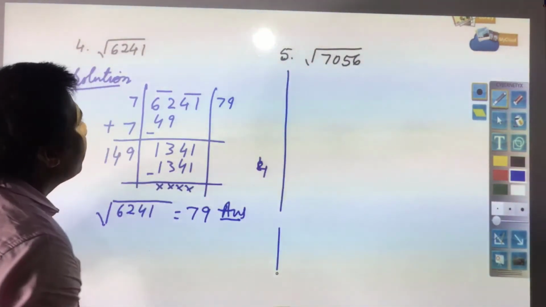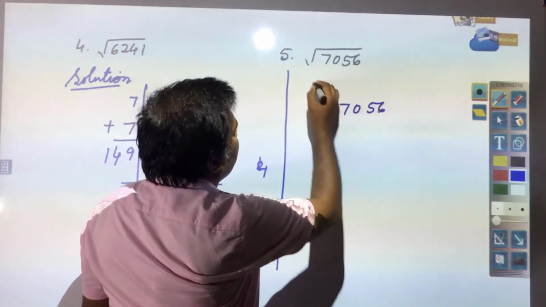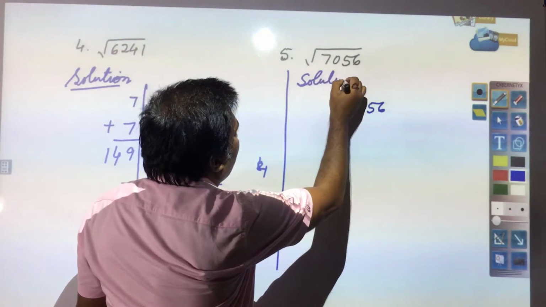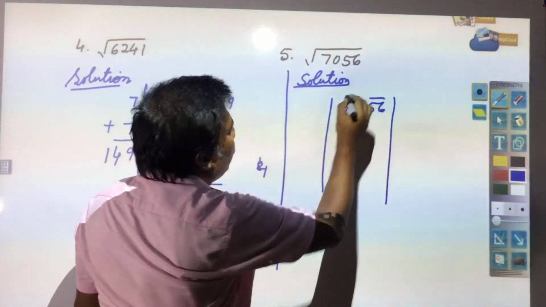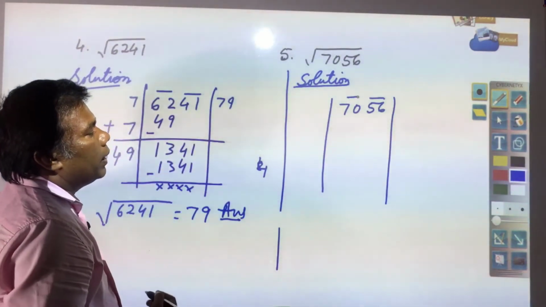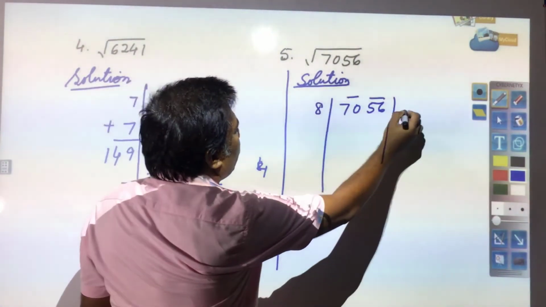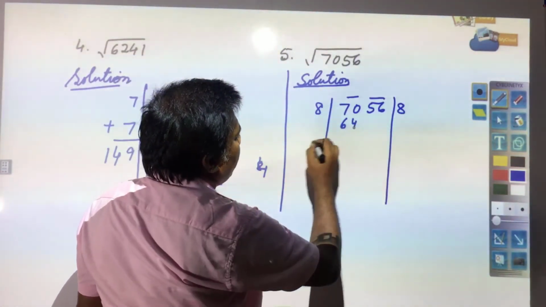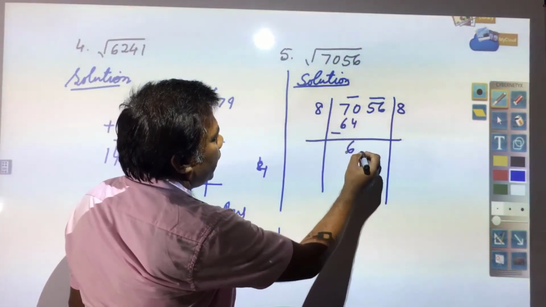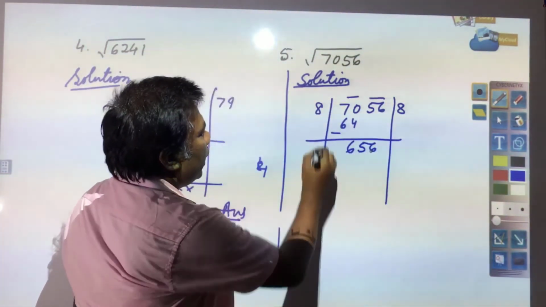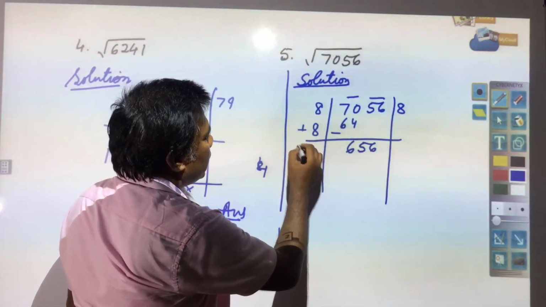Next you see 7056. Two periods you have. Now, again 8 8s are 64, 9 9s are 81. So, 8 times it will go, 8 8s are 64. You subtract this, what you will get is 6. So, next period you have 56. 8 will be taken down over here, will be required to be added, you will get 16.